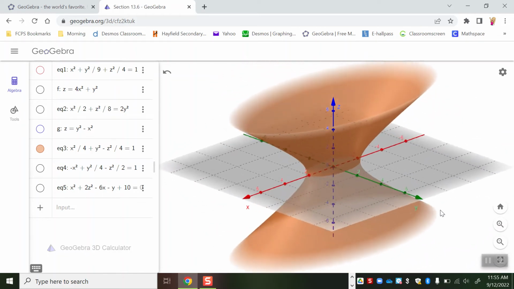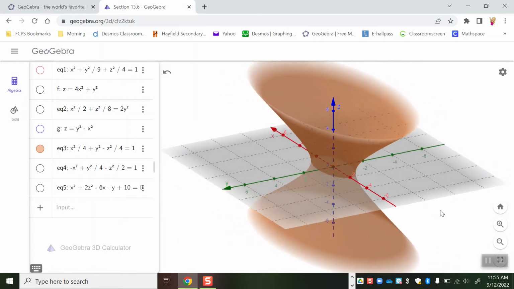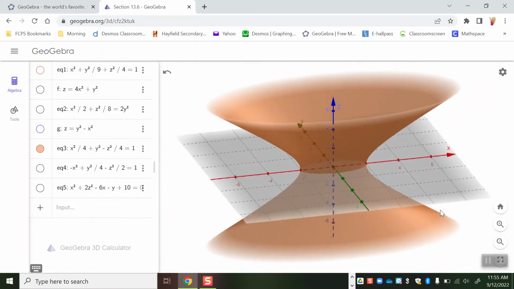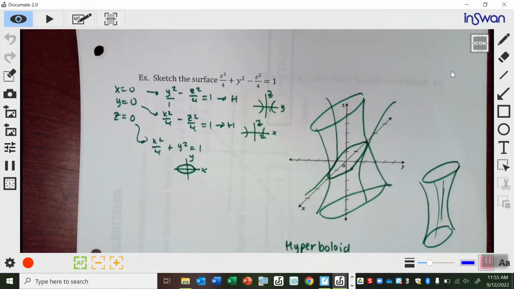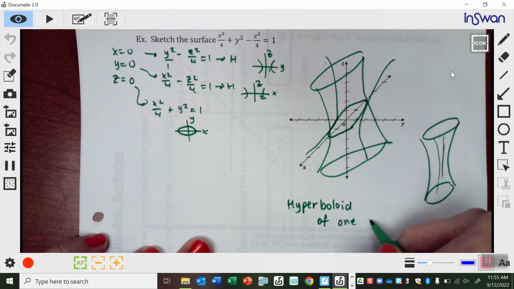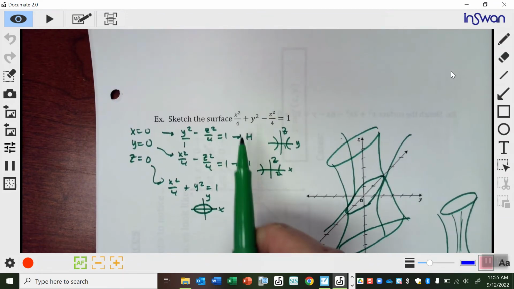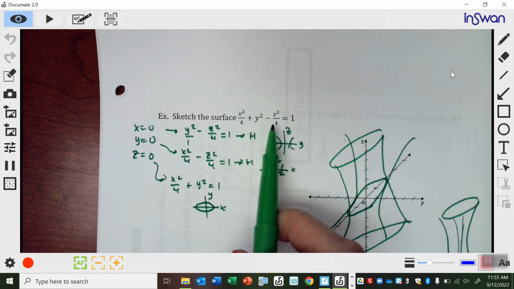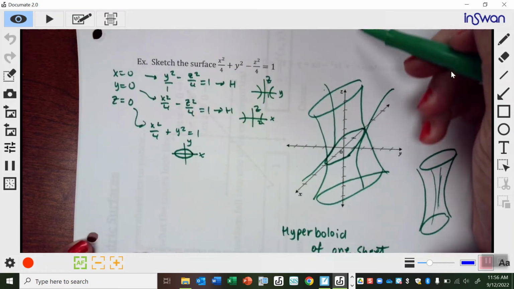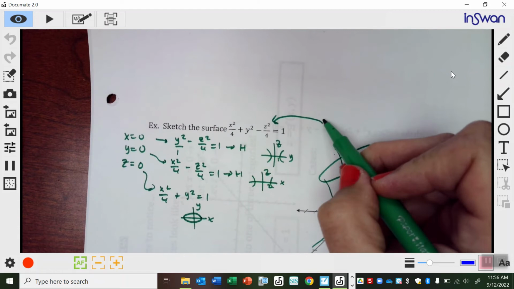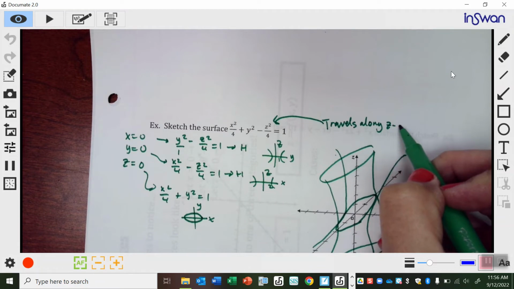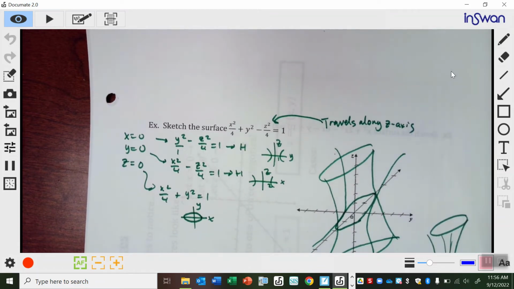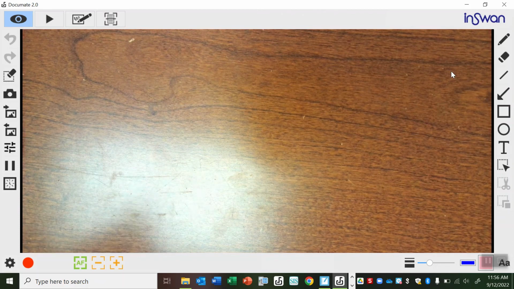Hyperboloid of one sheet. Notice that you've got everything squared. This guy is the oddball because he has a minus in front of him. So notice that it's traveling along the z-axis. It travels along this axis. Okay, all right. So let's go to the next one here.